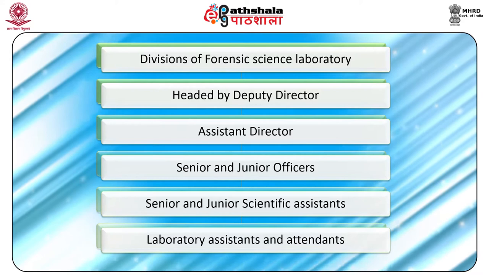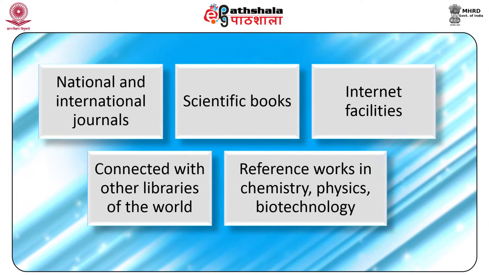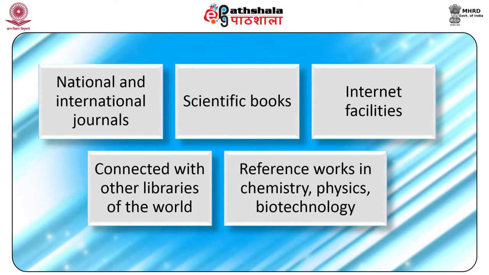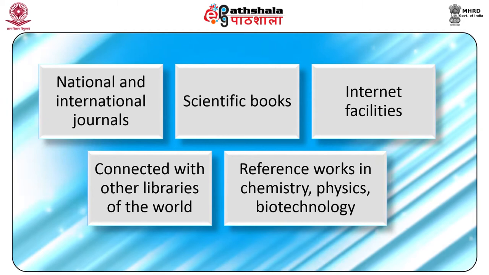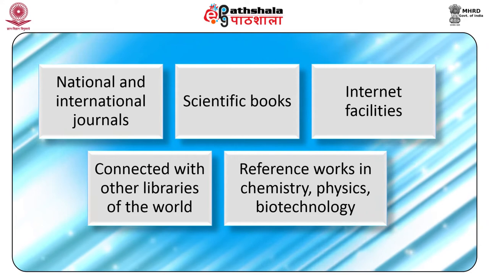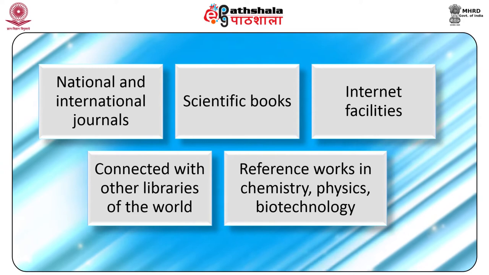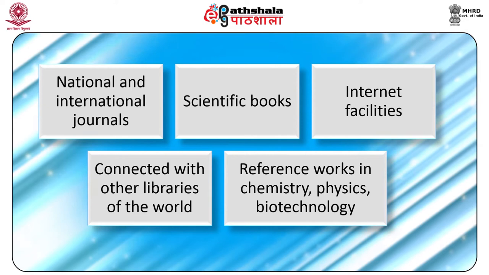Library. It is one of the most important parts of the forensic science laboratory. Besides having good subscriptions of national and international research journals, the library should have a rich collection of scientific books related both to basic sciences as well as forensic sciences. Forensic science literature has been on the rise during the past few years, so the library must be well equipped with internet facilities and well connected with other libraries of the world to keep up to date knowledge of forensic science. In addition to the above facilities, reference works in chemistry, physics, biology, biotechnology and other disciplines should also be a part of the library.